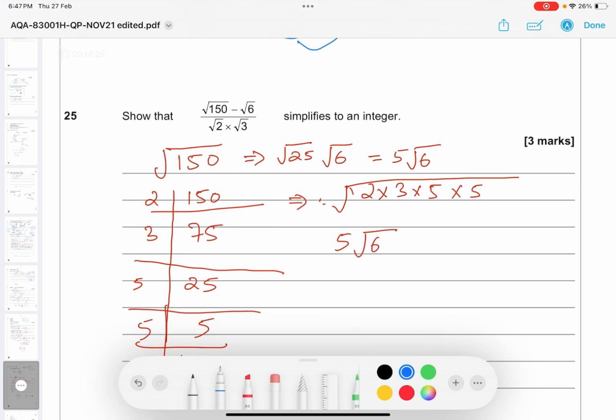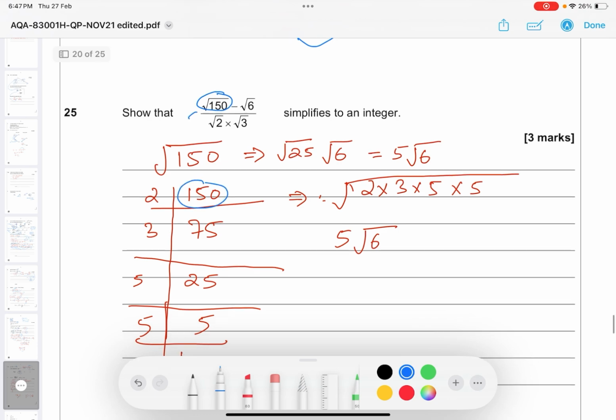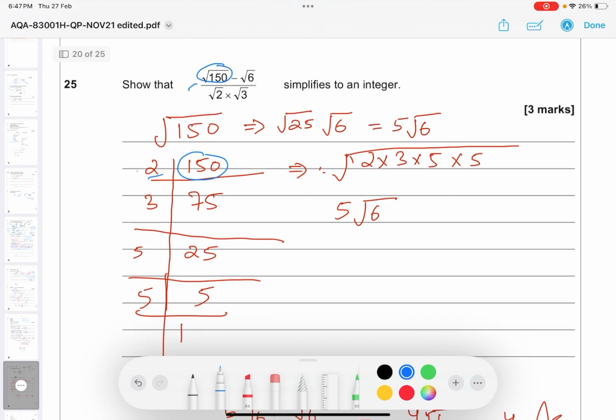Show that this simplifies to an integer. First of all, I will change this into surd form. I will prime factorize 150. It will give me 2 times 3 times 5 times 5. Imagine this as a jail. We can only make pairs and come out of it. So they both will make a pair and come out of the jail. 2 times 3 will remain in the jail, that is under root 6.